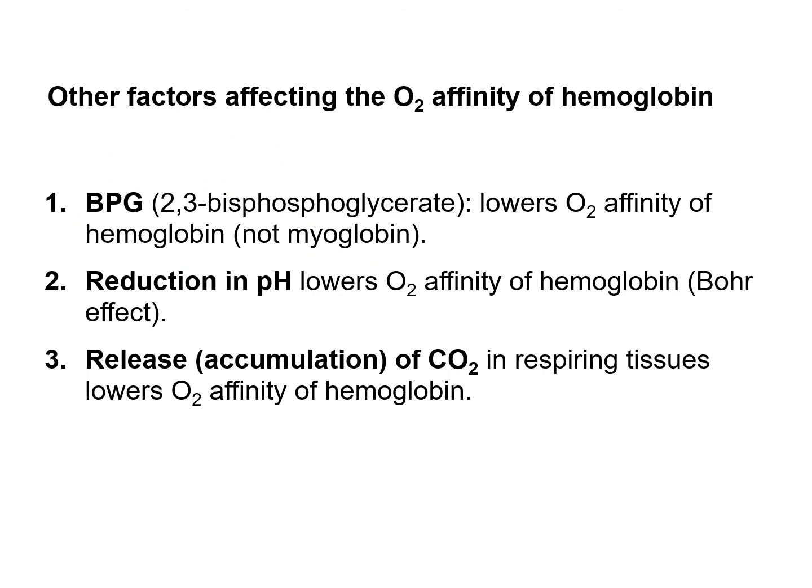There are other factors affecting the oxygen affinity of hemoglobin. The first one is 2,3-bisphosphoglycerate, or BPG, which lowers the oxygen affinity of hemoglobin, but not myoglobin. So it affects the cooperativity of the hemoglobin. The second one is pH, especially the reduction of pH lowers the oxygen affinity of hemoglobin by the Bohr effect. And the third one is the release of carbon dioxide, or its accumulation in the respiring tissues, which lowers the oxygen affinity of hemoglobin too.